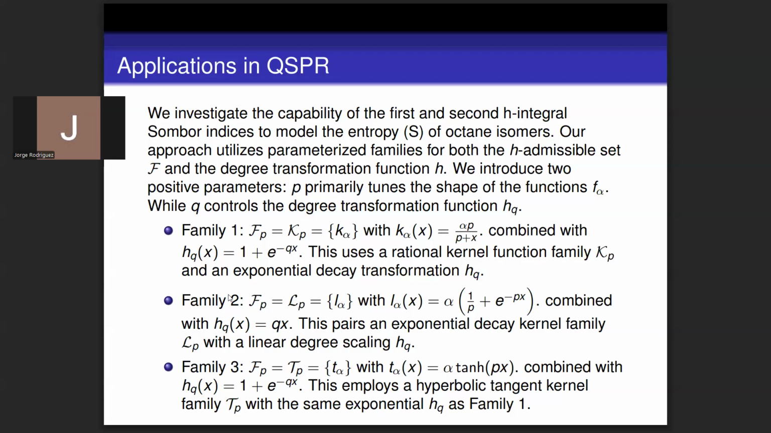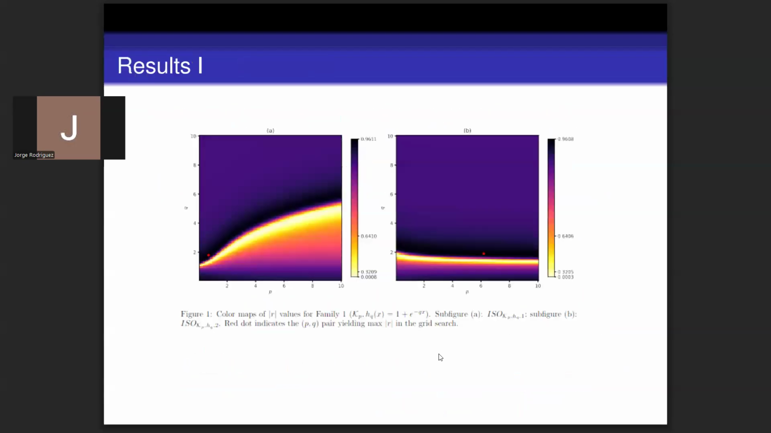And finally, the third family, which we are going to denote by the letter t, the functions t, is simply going to be alpha times the tangent of p times x, combined with an h type of function, which is going to be 1 plus x plus e to the power of minus qx. This employs a hyperbolic tangent kernel for the family t, with the same exponential h functions as in the family one type of functions. Okay. So now let me go to some of the results here.